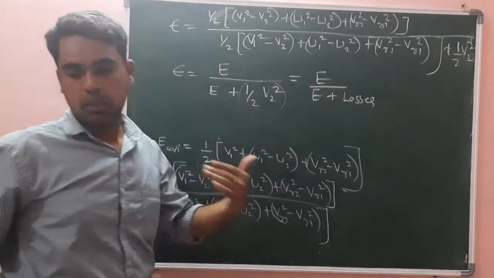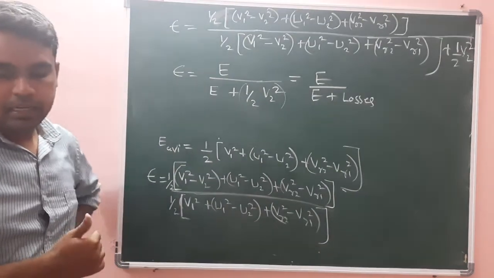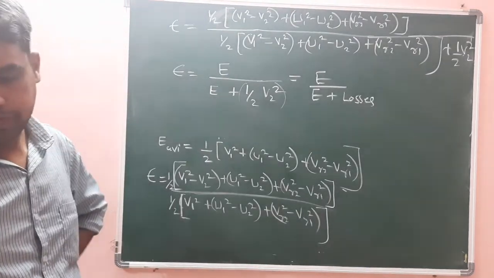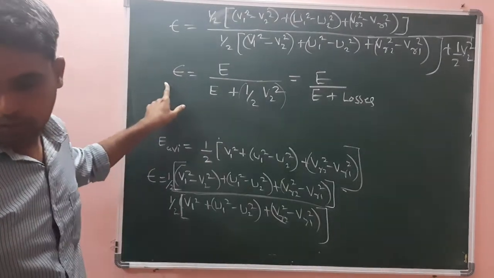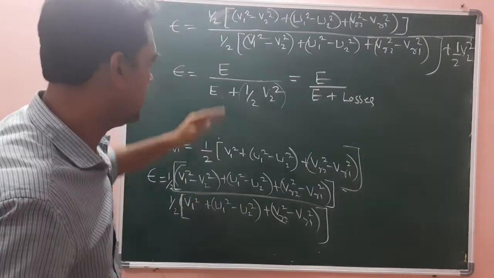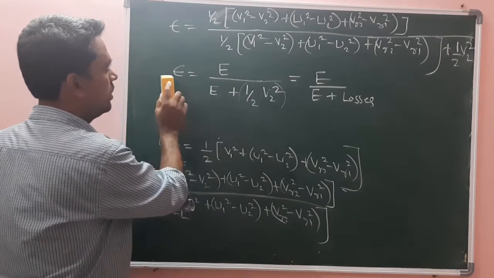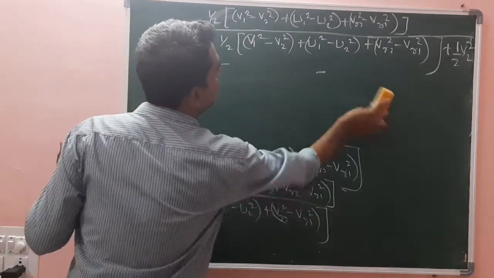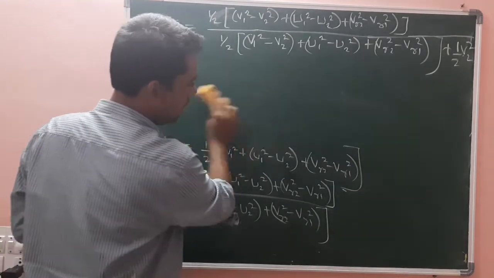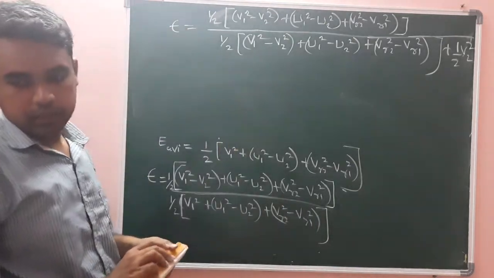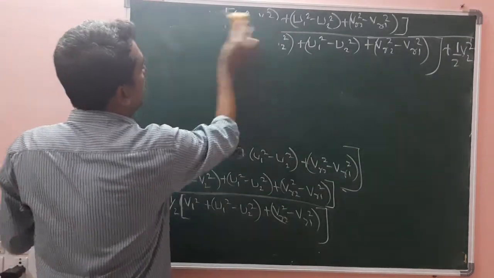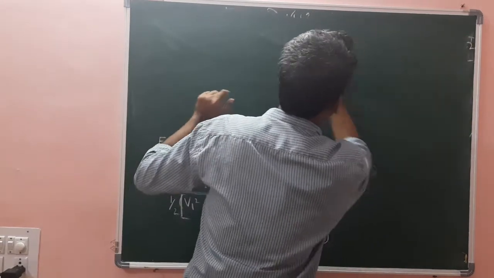Okay, now we will get a relationship between degree of reaction and utilization factor. This is utilization factor, epsilon. In the last lecture video we discussed that degree of reaction is nothing but static enthalpy change divided by total enthalpy change.